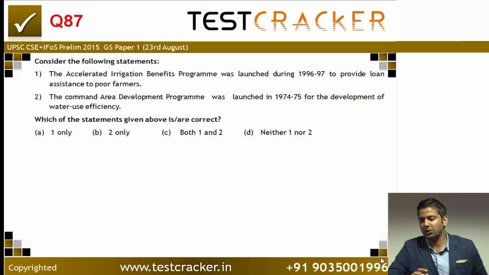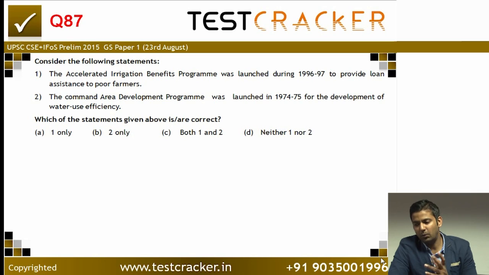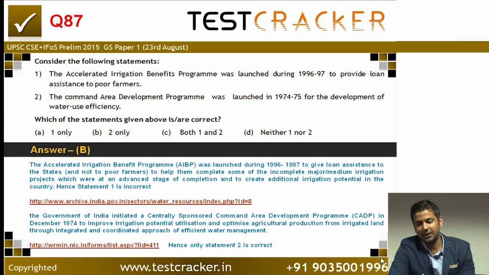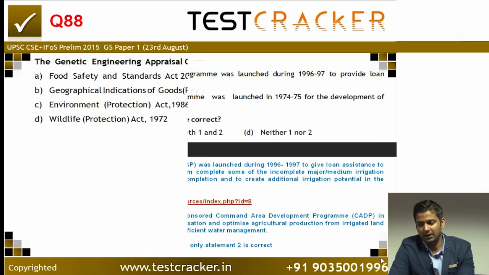And similarly, in statement 2, you would know that command area development program has to do with water use efficiency. You would not be sure about the year, right? And you would only hope that at least they are not so cruel that they have tampered the year by one here and there. In this case, the answer is 2 is correct, 1 is not. There is nothing wrong with the year or the years. The only thing is that loan assistance is given not to farmers but to the states. Therefore, the answer is B.